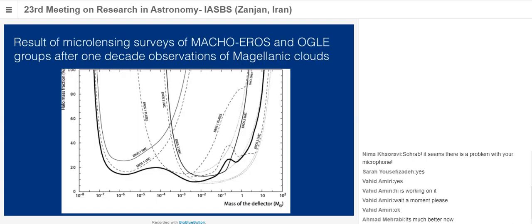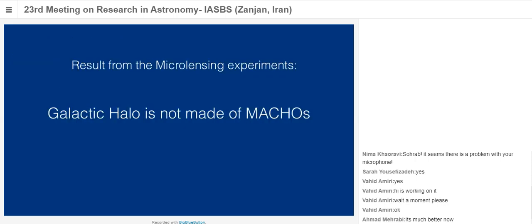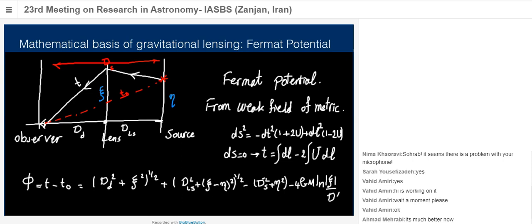It took about 10 years of experiments by mainly two groups, MACHO and EROS, and they concluded that less than 10% of the halo is made of these compact objects. So we can rule this out as a dark matter candidate. This is one of the first astrophysical applications of gravitational microlensing, but later it was also used for exoplanet detection. Let me briefly give some mathematical basis, because we will use it in our discussion.